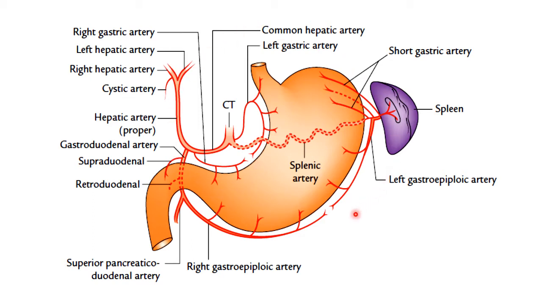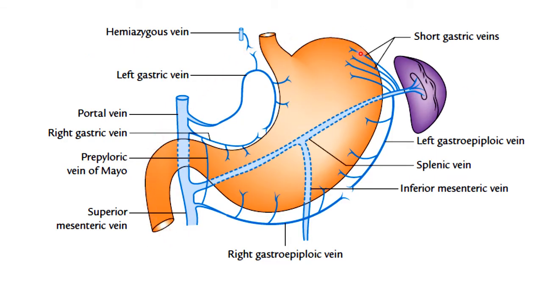Now the arterial supply of the stomach. The arterial supply of the stomach is derived from the left gastric artery, the right gastric artery, the short gastric arteries, and the left and right gastroepiploic arteries. Now we will study the venous drainage of the stomach.